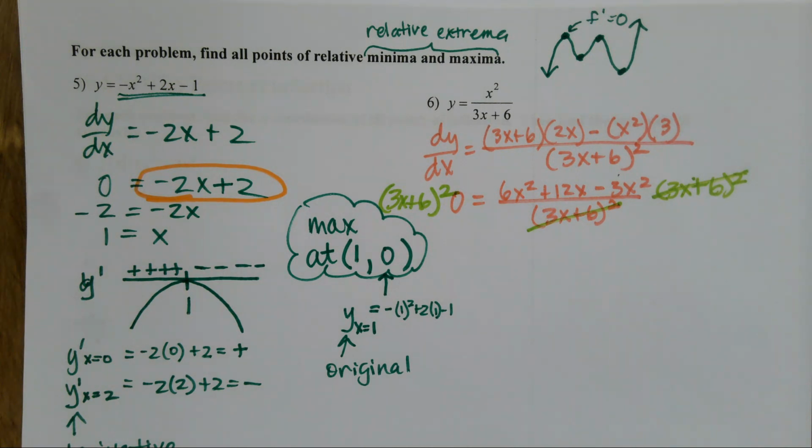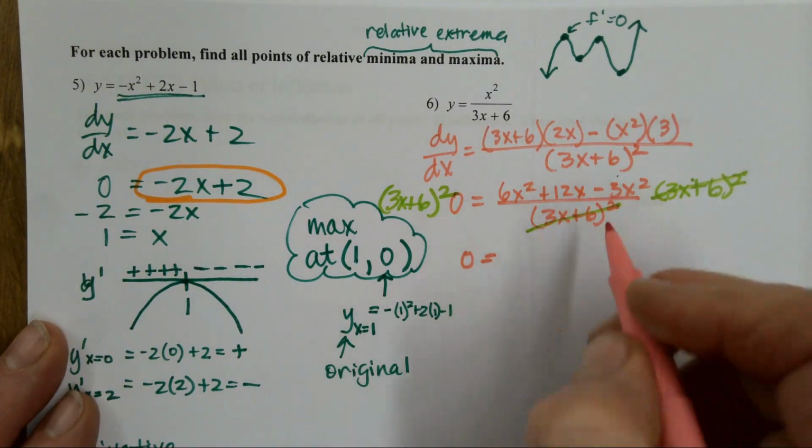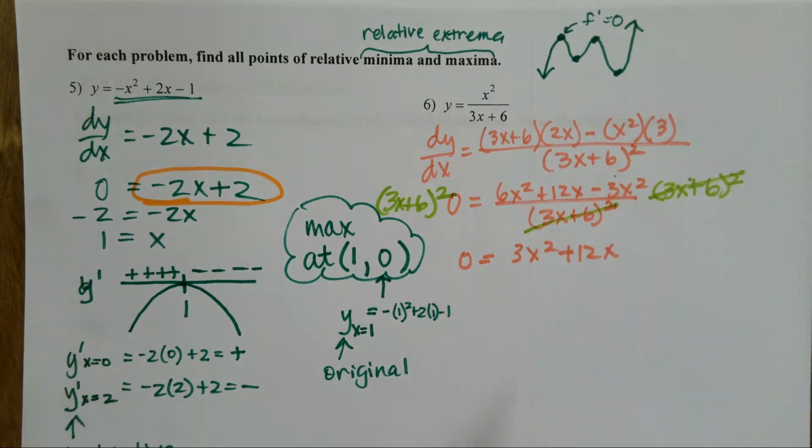On the left, what happens? It's 0, because anything times 0 is 0. So as scary as that was, it really came down to now this, 3x squared plus 12x. That's not bad, that's doable, right? I did the 6x squared minus 3x squared right away, in the numerator. Are we okay?